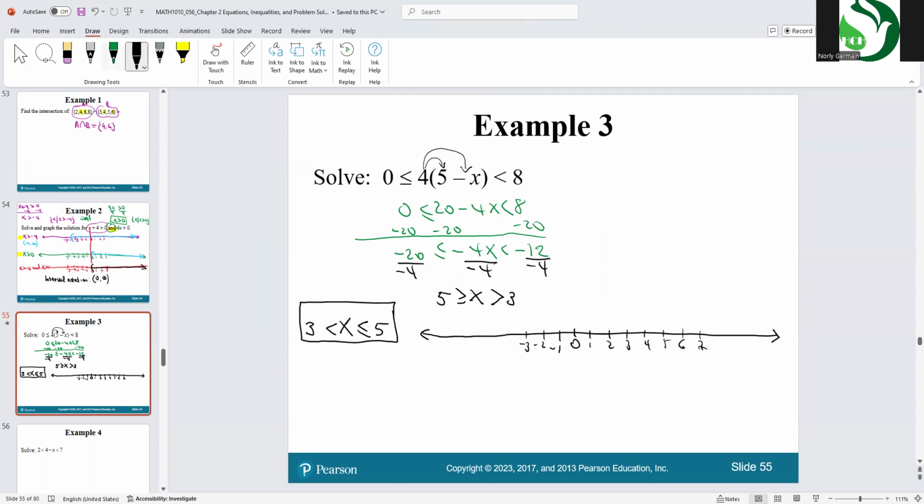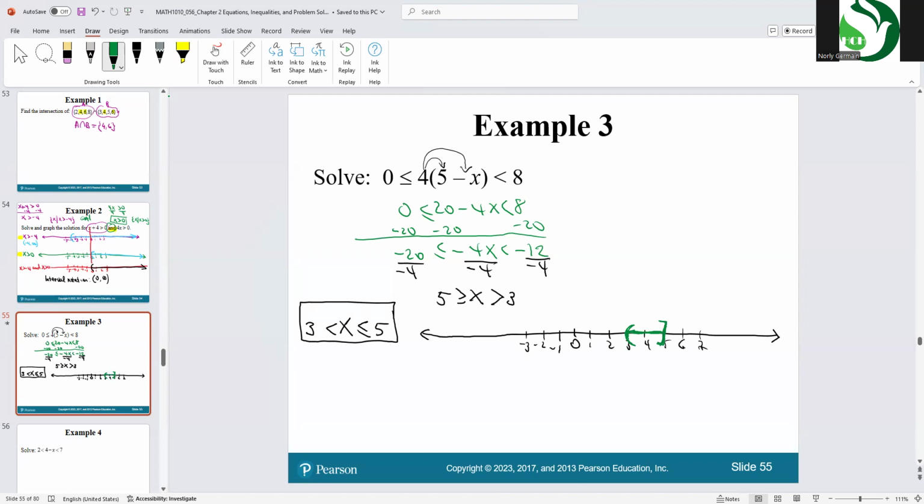Now remember, x is only between 3 and 5. For 3 we use a parenthesis because it's strictly greater than: x is greater than 3. And then x is less than or equal to 5. Remember, if you have less than or equal to or greater than or equal to, we use a bracket. So this is the solution set. The solution set is right there between 3 and 5.